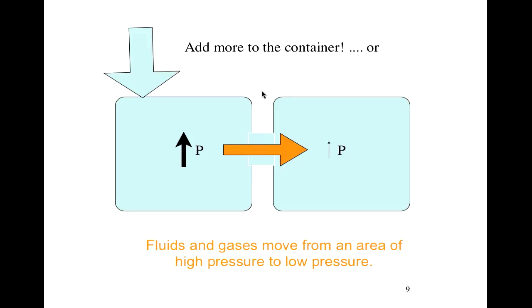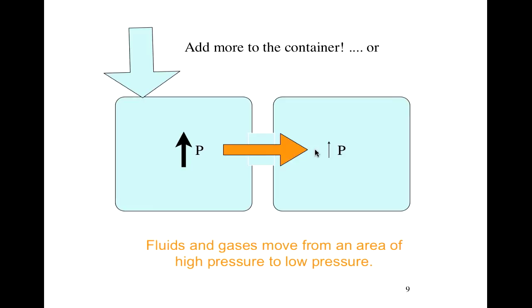Now, let's ask, how can we increase the pressure in one chamber to make it move? Well, one of the ways we can do it is we can keep the chamber the same size, but simply add more material to it. If we can force more material into this chamber, the pressure will go up. And once the pressure's gone up high enough, stuff will flow from here into here. That's the first way.